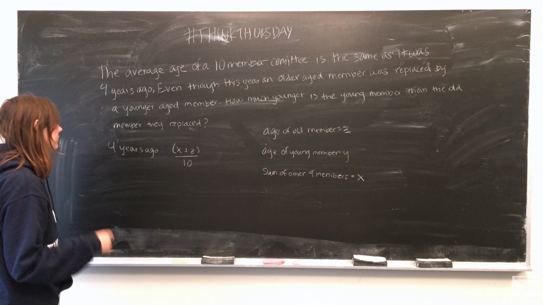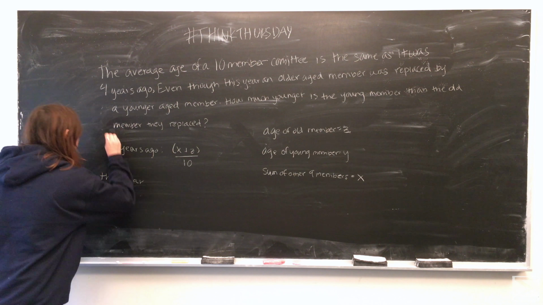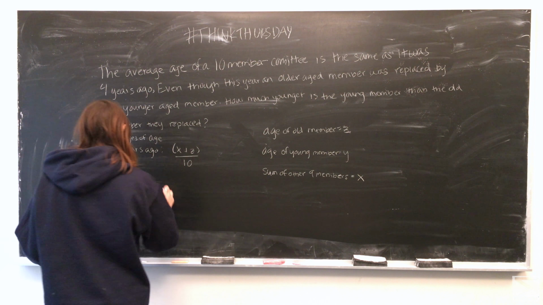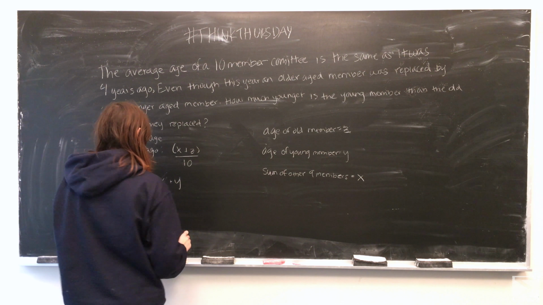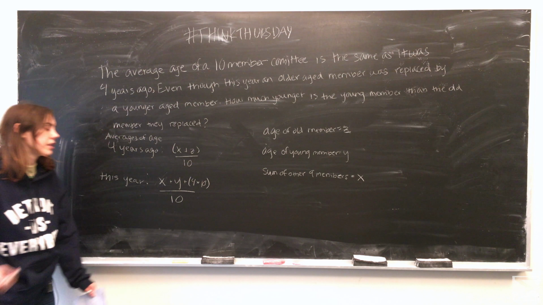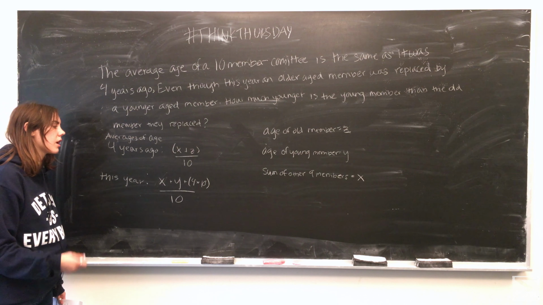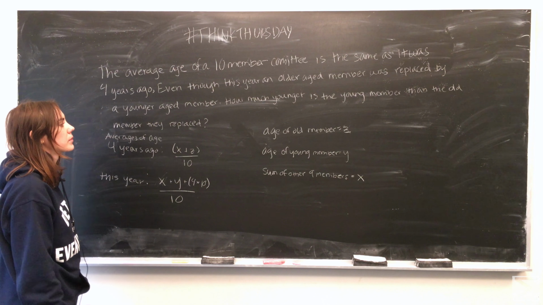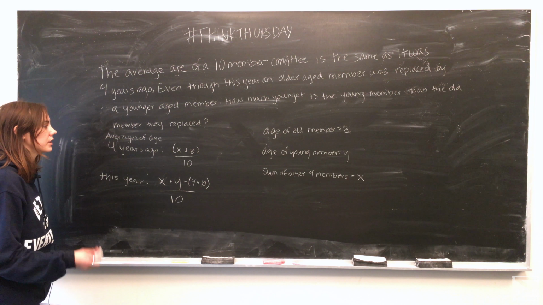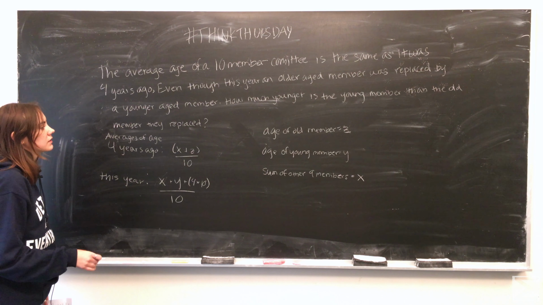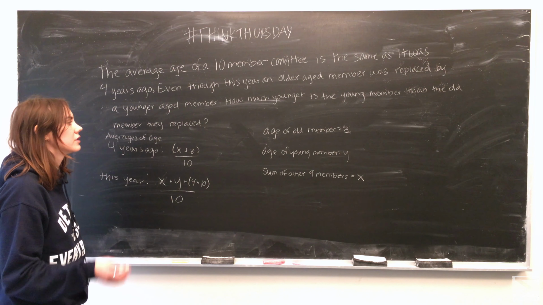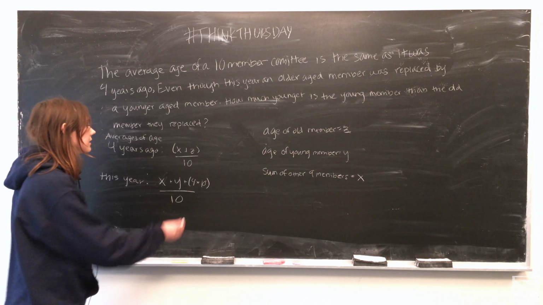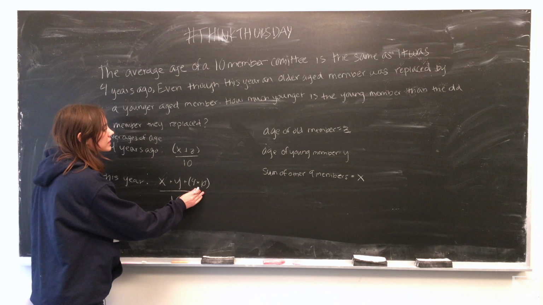Now we can write an equation for this year. So the average for this year is a little bit more tricky. So we obviously need X, the sum of the other 9 members, plus Y, the age of the young member. But since we defined these variables as their ages 4 years ago, what we want to add is 4 times 10, since each of these members, the 9 and the young member, all age 4 years. So 4 times 10, add that to the top, and then divide by 10.